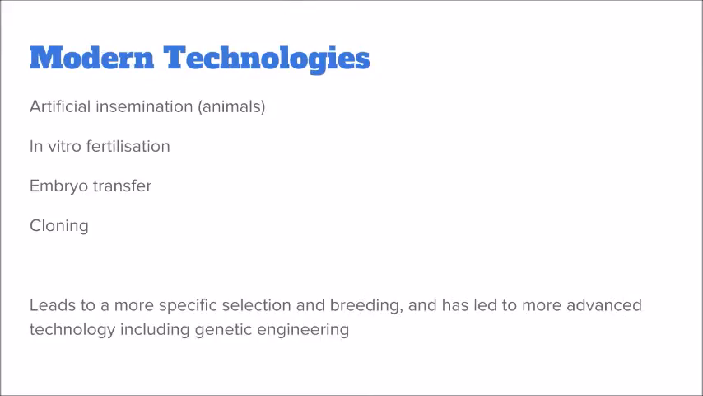So some modern technologies that we're going to be discussing in this video include artificial insemination, in vitro fertilisation, otherwise known as IVF, embryo transfer, and cloning. And all of these four technologies lead to a more specific selection of the genetics which is being bred, and this has been due to more advanced technologies, including genetic engineering.